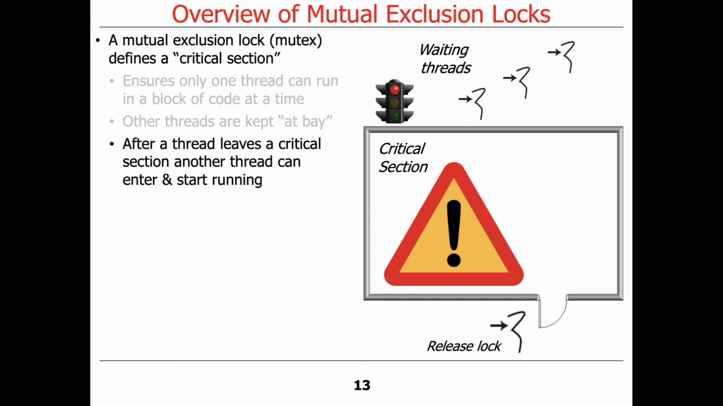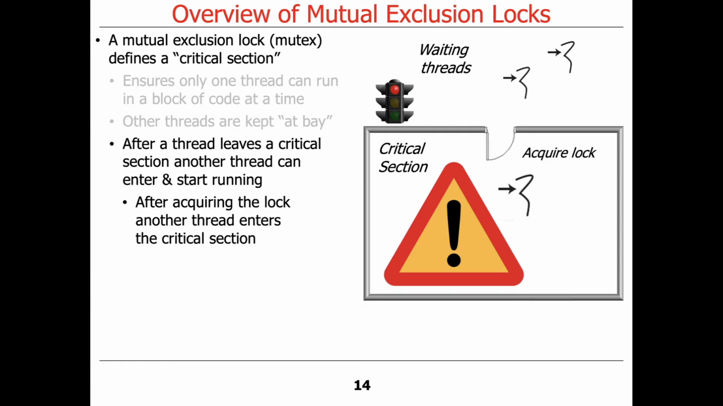And once you leave the critical section, another thread can come along, acquire the lock, get in and do its thing. Some waiter thread that's waiting will get a chance to come in. The order in which the waiting threads are given access to the critical section depends on the semantics of the lock, and we'll talk about that later.